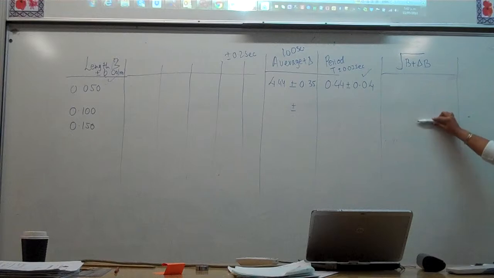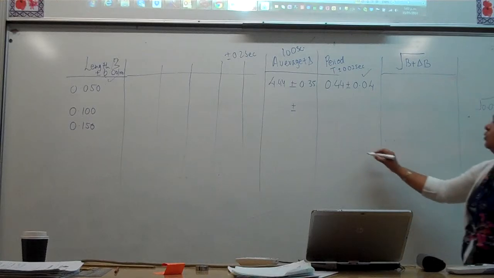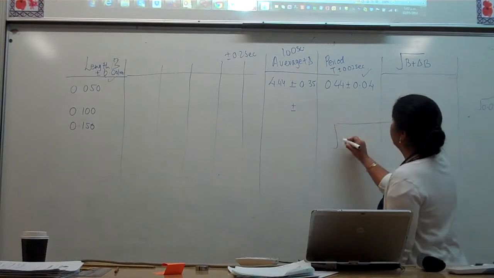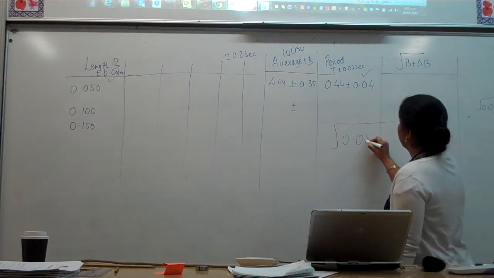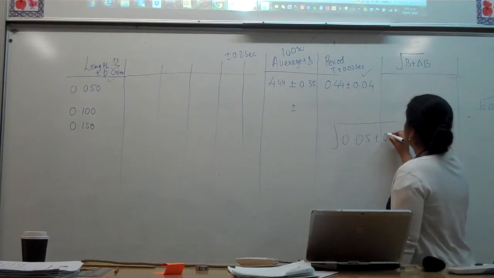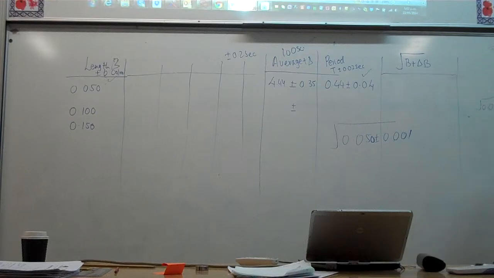While you are doing this, you're not just doing the square root of 0.050, but you are doing the square root of 0.05 plus and minus 0.001. This is a very important column for M.